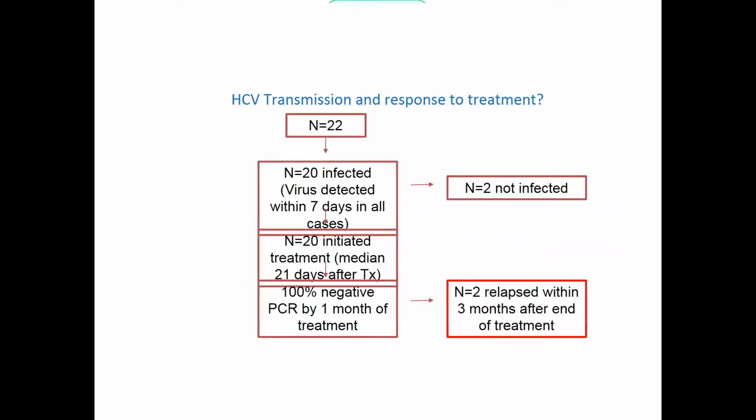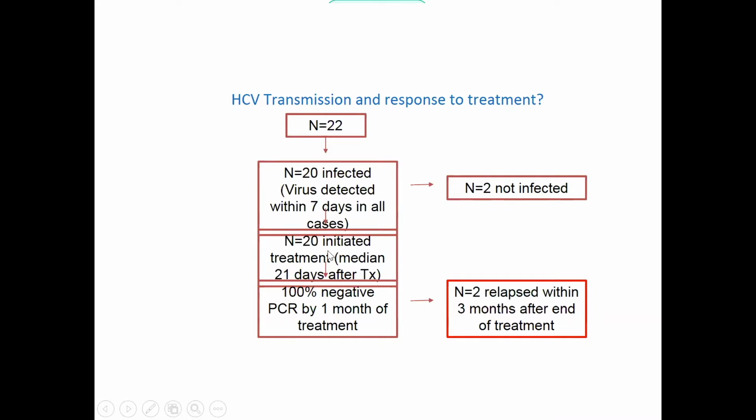Now, in terms of what happened to these patients and their hepatitis C, I'll just go through that. We had 22 patients, and 20 out of those 22 got infected. The virus was detected within 7 days in all 20 of those patients, and 2 did not actually get infected. I'll talk a little bit more about those 2 patients further in my talk.